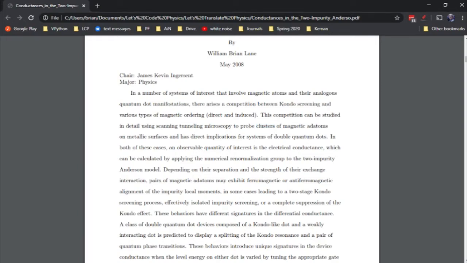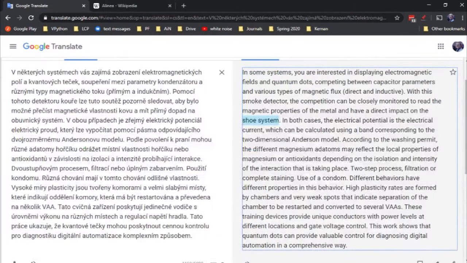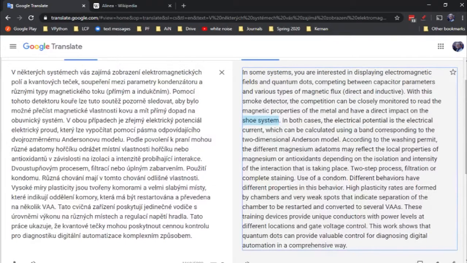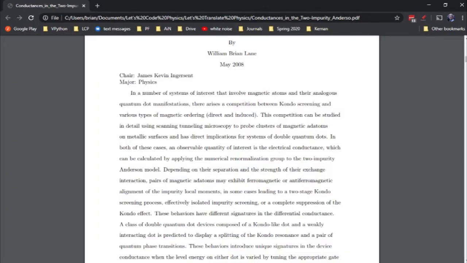High voltage electrical conductance can be calculated by applying... let's see, this is at the end of the second sentence. Direct impact, direct implications for systems of double quantum dots. How did double quantum dots become shoe system? How? In both cases, the electrical potential is the electrical current. Oh, Lord, no. That is not right. In both these cases, the observable quantity of interest is the electrical conductance.